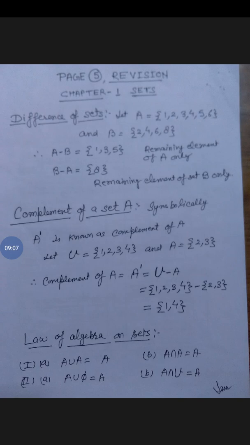Now next topic is law of algebra. So what is A union A? That is A intersection A, that is A union phi, that is A intersection universal set, that is A.